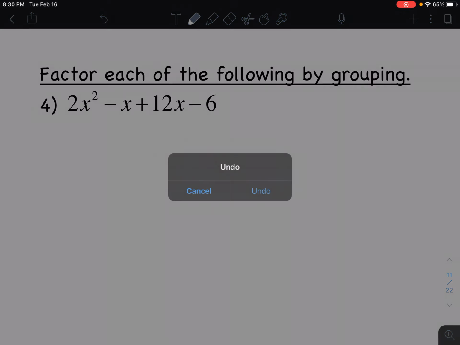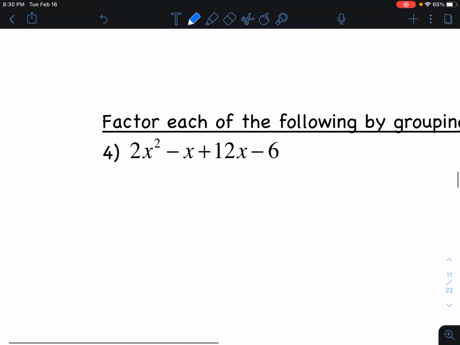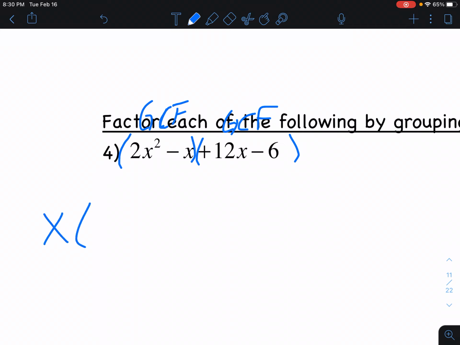Okay, factor each of the following by grouping. Remember, we said factoring by grouping is when we have 4 terms. So what we do is we put 2 sets of parentheses. That's essentially the grouping part. And we want to GCF twice. We want to GCF the first group, and GCF the second group, and then go from there. So what's the GCF of the first group? You should be thinking x is common to both. Go with the smallest exponent, and then we're going to divide by x.